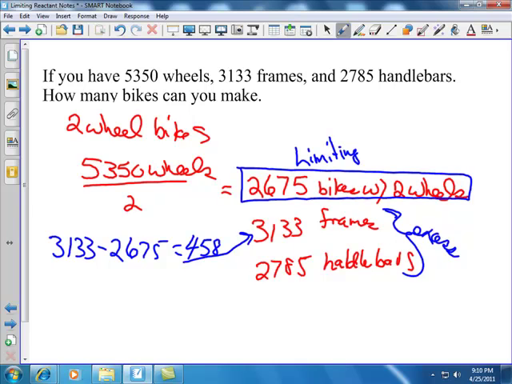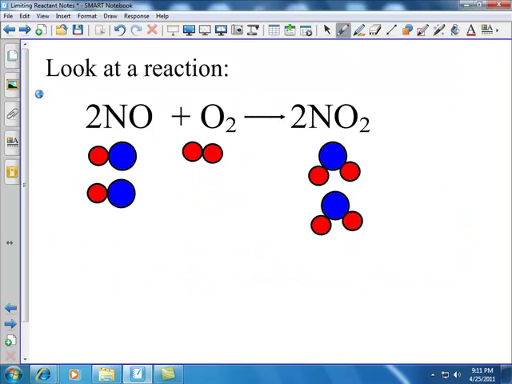Okay, and that's one of the things that we're going to want to find out when we actually bring this to a chemical reaction, is how much is left over. And we can do that same thing with the handlebars. I have 2,785 handlebars minus 2,675. I have 110 leftover handlebars. And so, again, kind of weird, but it's the same thought process that we need to apply to a chemical reaction. Okay? Now, I'm going to skip that example.